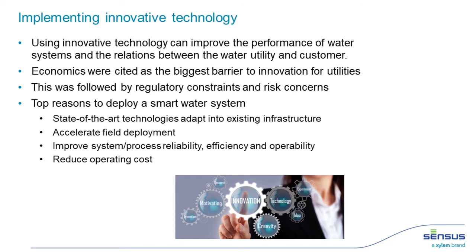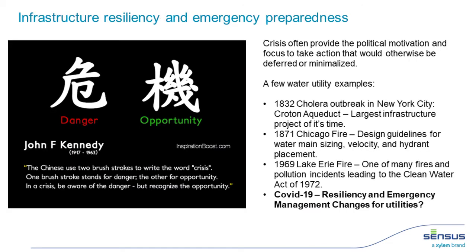So those are some of the top industry problems that we were able to gather from surveys within the industry of what utilities think are important and are problems. We'll talk a little bit in a few slides ahead. Zach will talk about how we're using that to solve some of these problems. But I wanted to talk a couple more things about resiliency, infrastructure resiliency, and emergency preparedness.